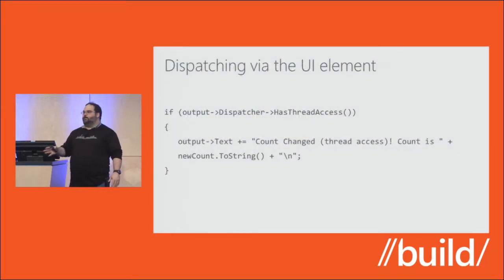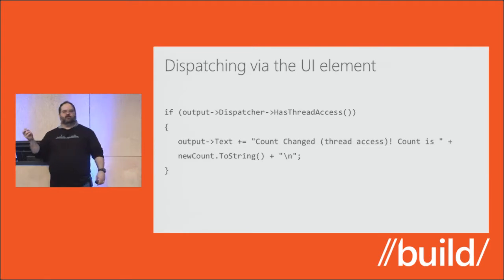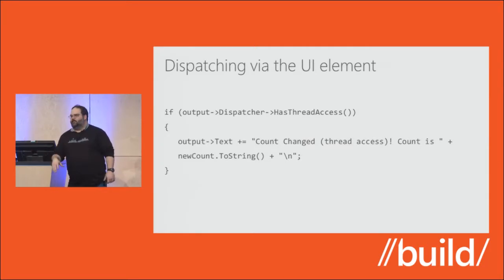So for XAML in particular, this is an example. I pulled these off of my own demo code, very much like this. Output was the window where you'd update the count, and this is in the set method for the count. Output here is actually a XAML UI element, and one of the members of this element is the dispatcher. It has a couple of methods. The one here is has thread access, and what has thread access will tell you is, am I on the thread that can update this element?